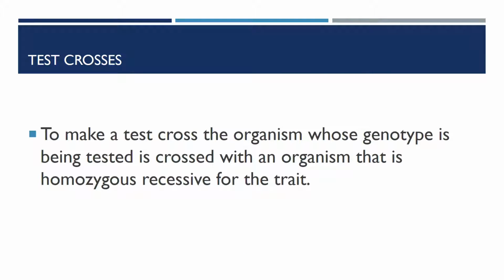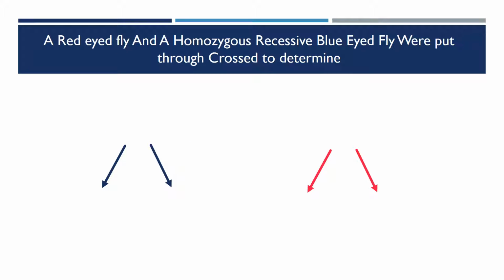So moving on, we're going to apply this to a test cross. So we might have an organism which is dominant for a particular gene, but we want to see whether it's heterozygous or homozygous. So we need to apply that. So we use a test cross. So to make a test cross, the organism whose genotype is being tested is crossed with an organism that is homozygous recessive. So we're just going to do one of those. So a red-eyed fly and a homozygous recessive blue-eyed fly were put through this cross. So we were trying to determine whether that red-eyed fly is heterozygous or homozygous dominant.